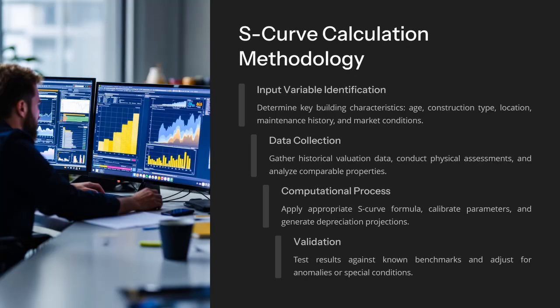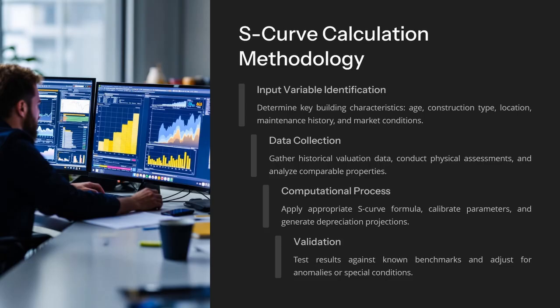Next is how the S curve is calculated. S curve calculation methodology. First thing is input variable identification. First of all, you will identify which variables you have to choose. You have to determine the key building characteristics such as age of the building, construction type, location, maintenance history, and marketability conditions. These are the few variables which you may choose for S-curve calculation.